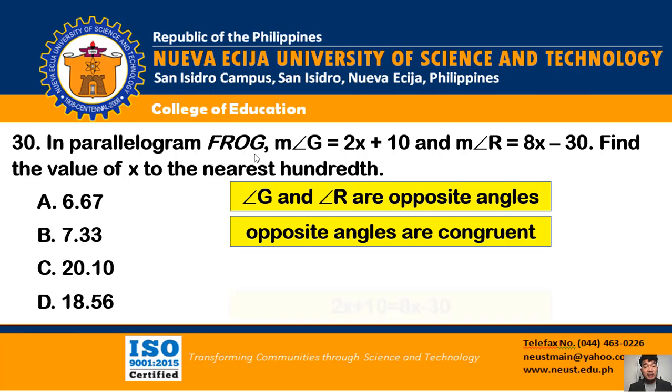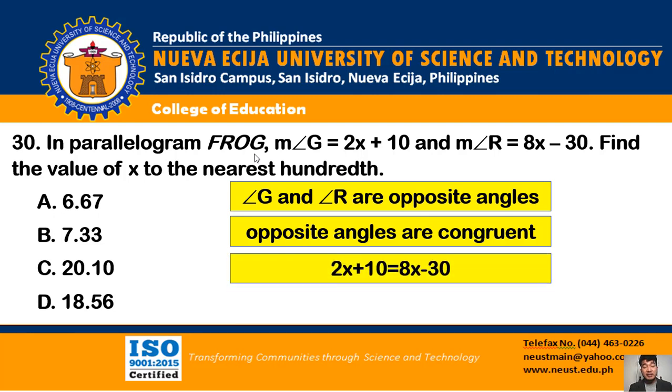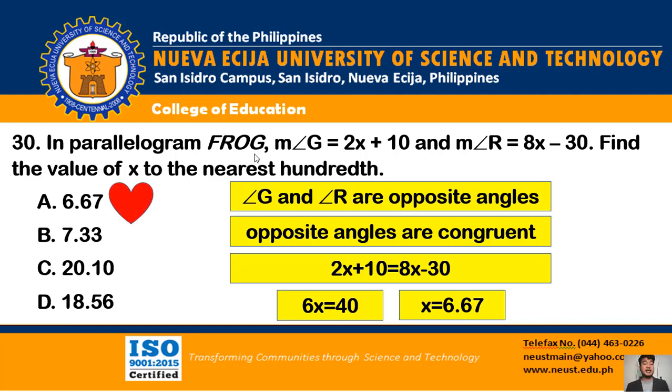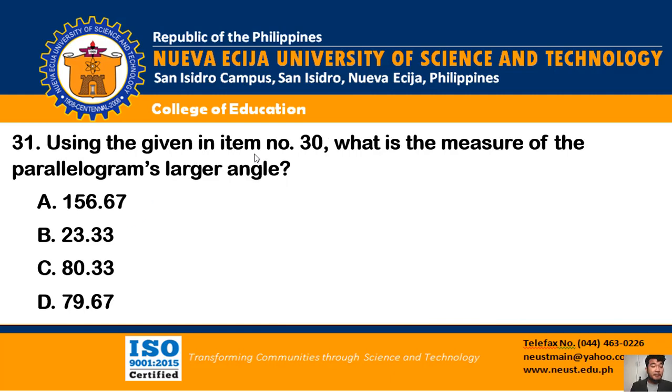So we can equate 2x plus 10 and 8x minus 30. Then we solve for x. 6x equals 40. Then x is equal to 6.67. Okay, so the value of x is 6.67, or letter A.